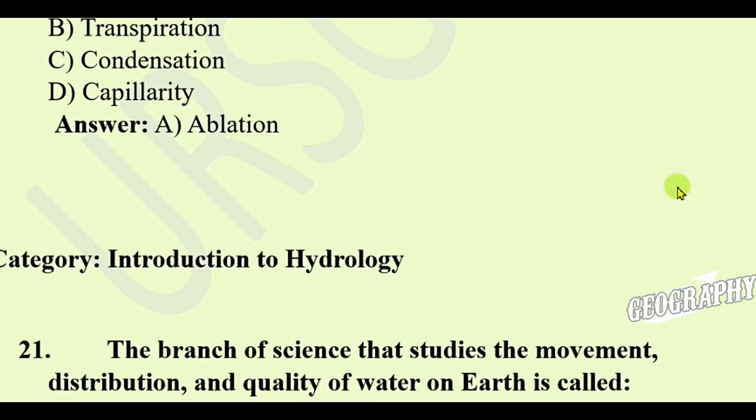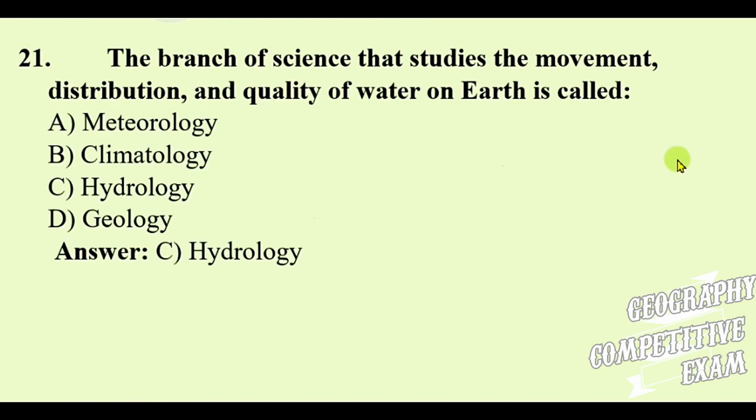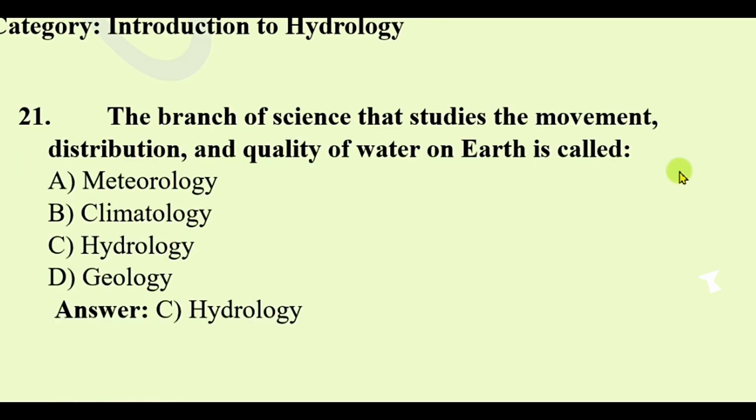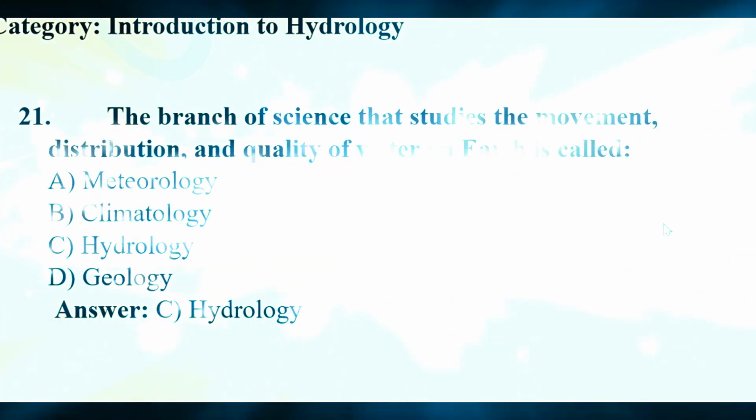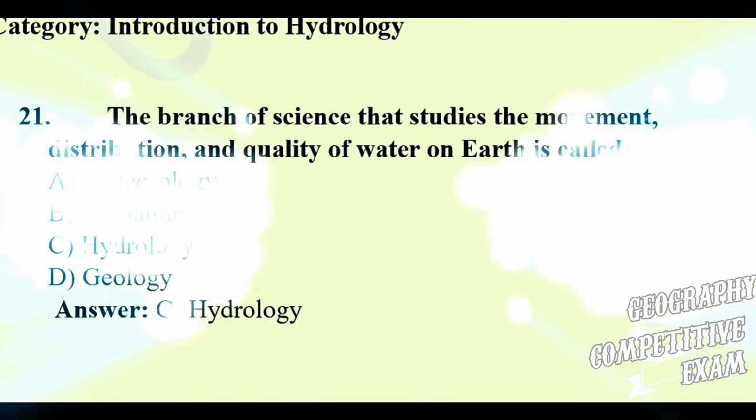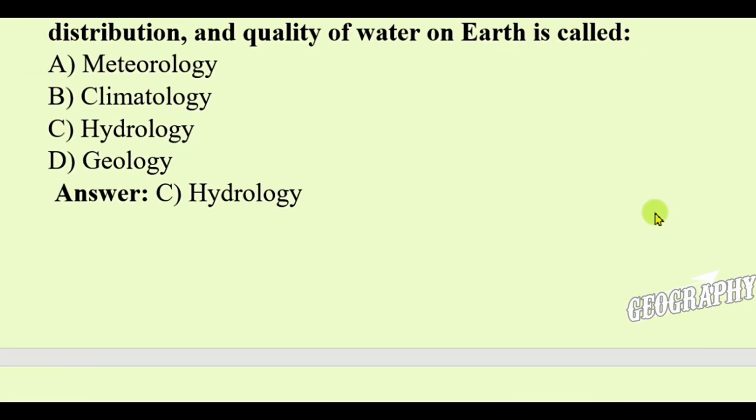Category Introduction to Hydrology. The branch of science that studies the movement, distribution and quality of water on Earth is called meteorology, climatology, hydrology, geology. Here the right answer will be hydrology.